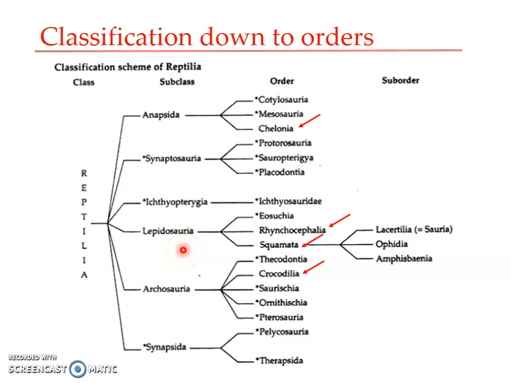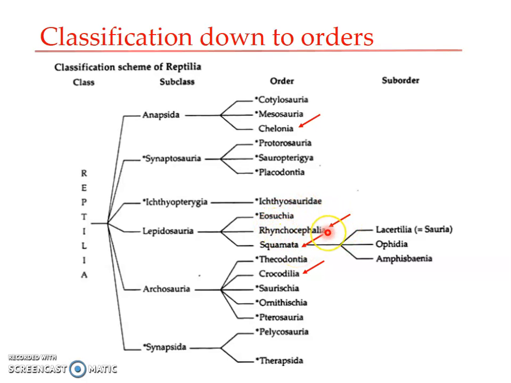Lepidosauria is almost similar to Diapsida because they include both the extinct and the living reptiles, and these reptiles have two temporal fossae, supratemporal and infratemporal. So it can be considered synonymous with Diapsida. Now it includes three orders: the Eosuchia, Rhynchocephalia, and Squamata. The Eosuchians are extinct forms, while Rhynchocephalia and Squamata are the living ones.